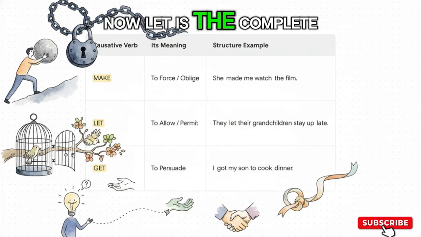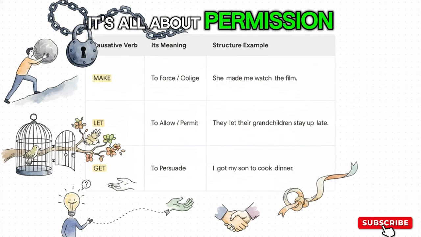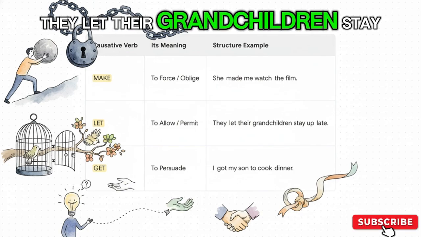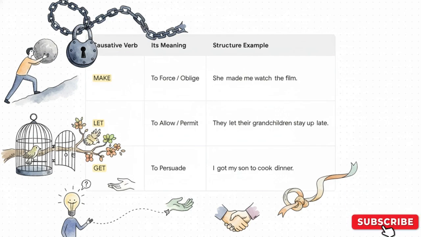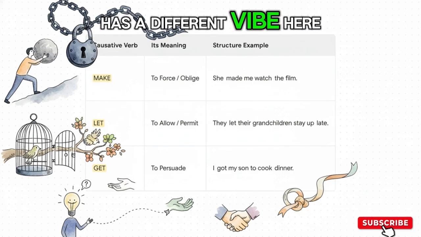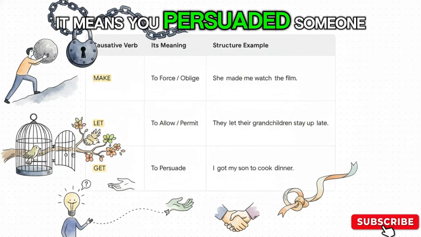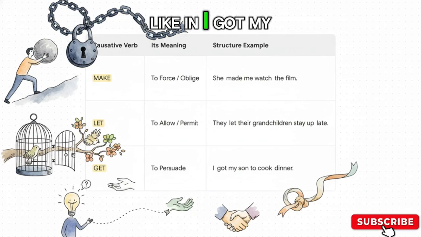Now, let is the complete opposite. It's all about permission. They let their grandchildren stay up late. And then there's get, which has a different vibe here. It means you persuaded someone, like in I got my son to cook dinner.